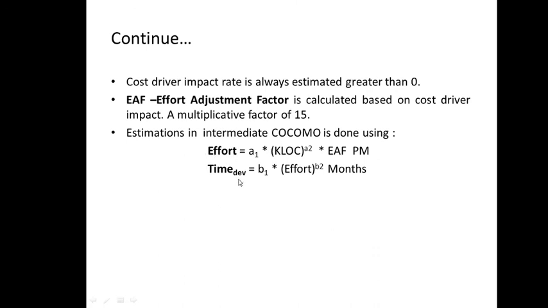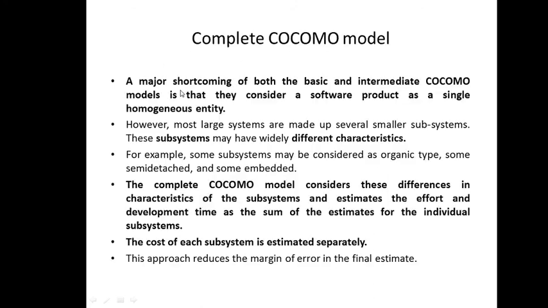And now there is no change in the development time. It is simply the same B1, effort, B2 and month. You are not going to multiply EAF here because EAF is considered here and it is a part of this effort, right? So already considered, you don't have to multiply it again. So this is what intermediate Cocomo model is.